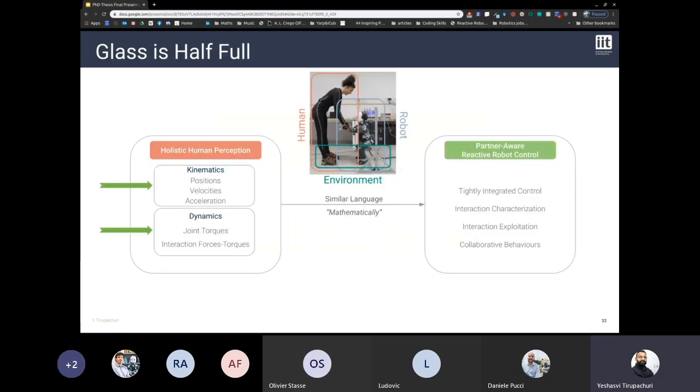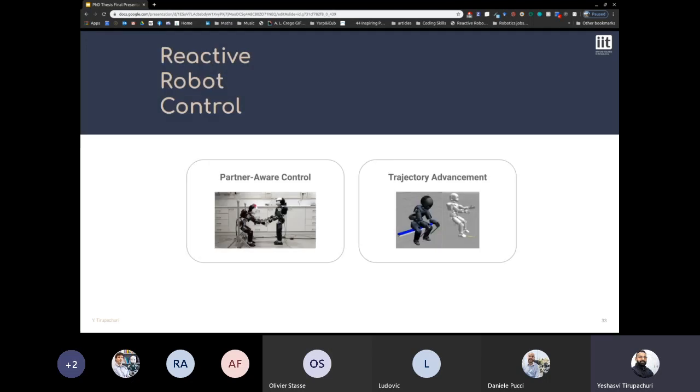That concludes the first part related to holistic human perception. Now let's look at the second part that deals with reactive robot control. This part is divided into partner-aware control, where we consider a coupled formalism for a typical physical human-robot collaboration scenario. And then we explore the ideas of interaction, helpful interaction, and interaction exploitation towards designing new partner-aware controllers. The second part is related to trajectory advancement, which deals with the concept of collaborative behaviors when the robot is getting assistance from a human.